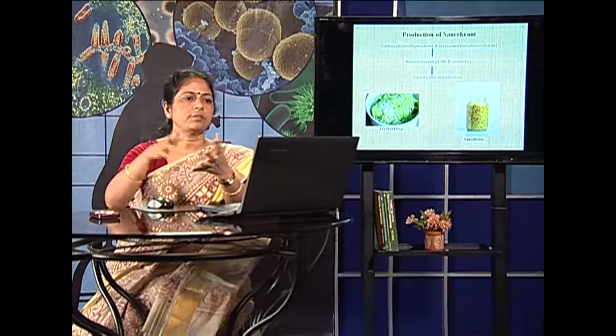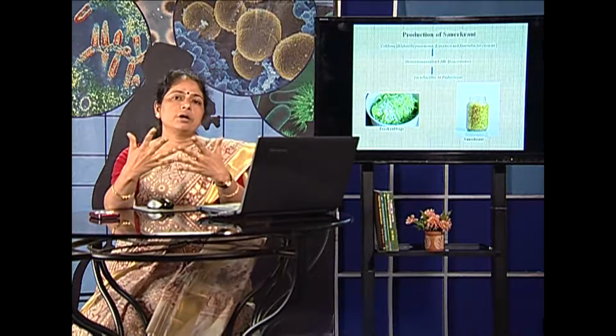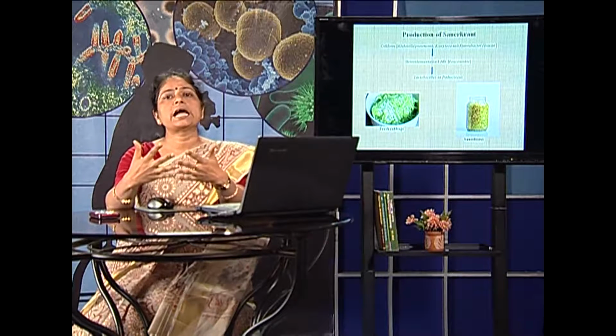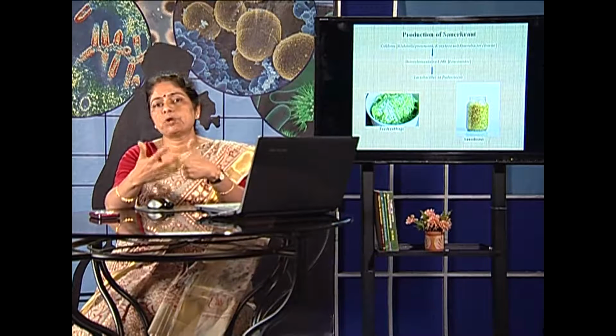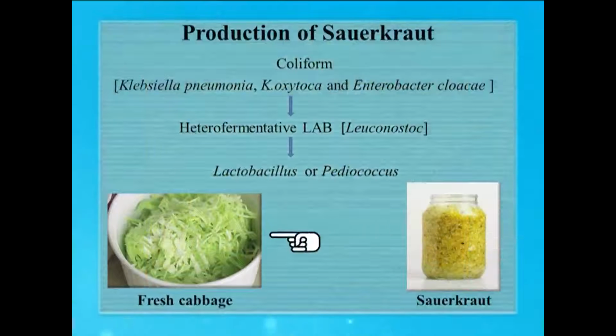Sauerkraut production is another way by which the lactic acid bacteria has been exploited. Now, sauerkraut is nothing but a fermented cabbage leaf. Here you can see the picture over here. A fresh cabbage leaf looks green in color.